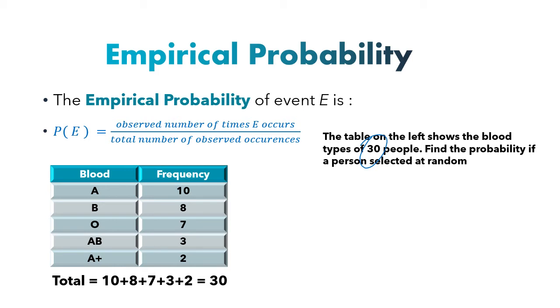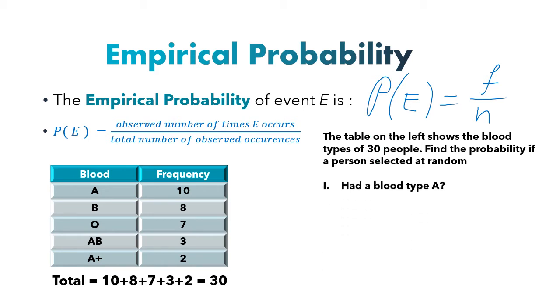So empirical probability is different than classical probability or theoretical probability. The probability of an event is the frequency over the total, over n, which is the sum of frequencies. So let's see the first example. If a person is selected at random, what's the probability that this person has blood type A? So the frequency of A is 10 over the total, which is 30. So the probability is going to be 10 over 30, which is 1/3.